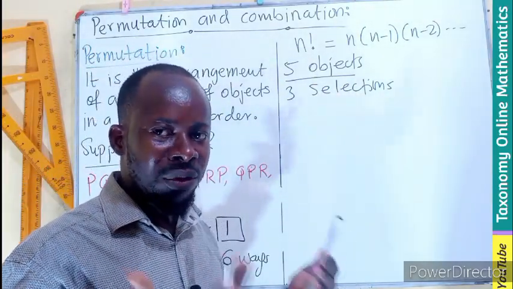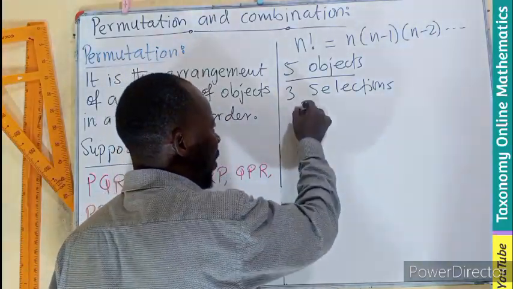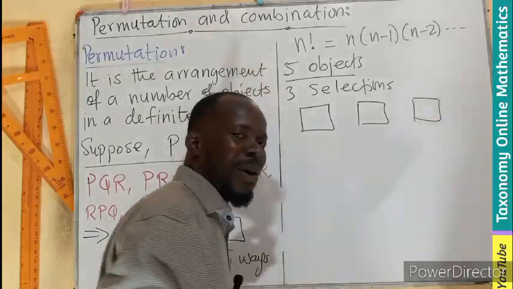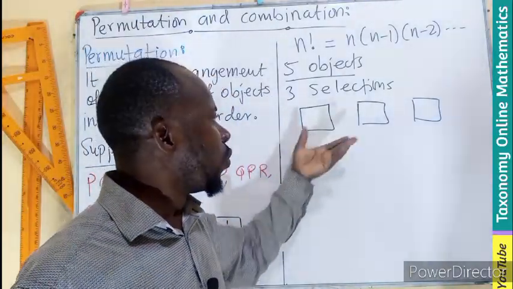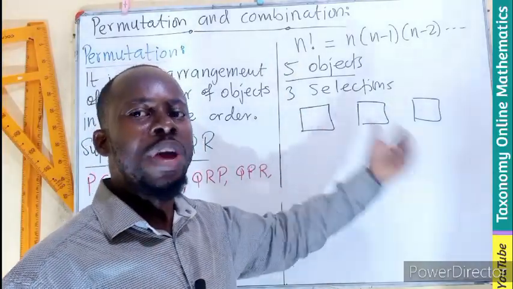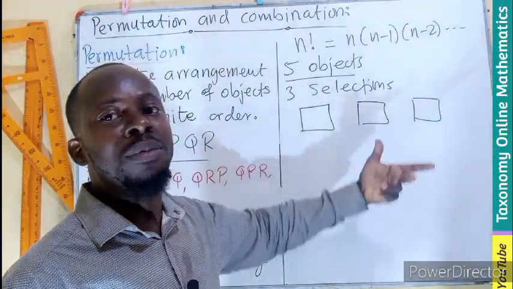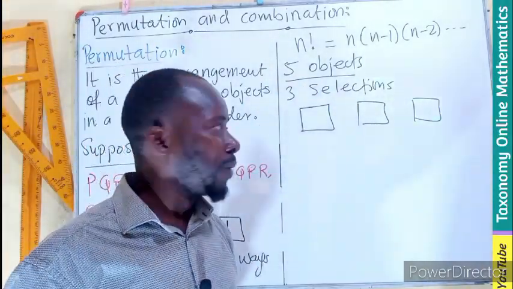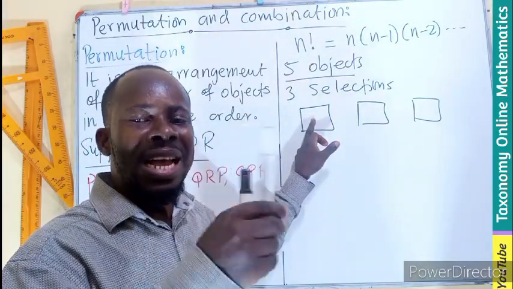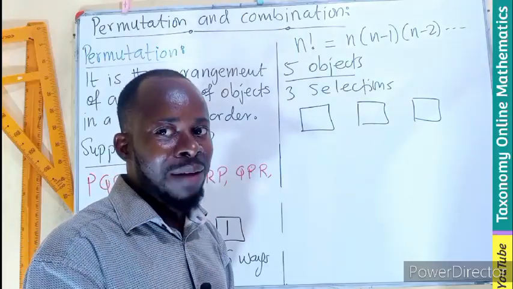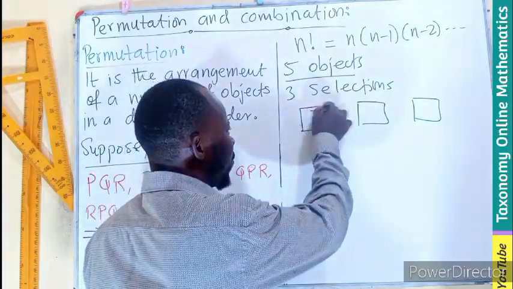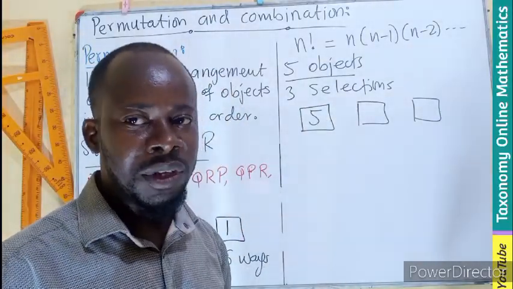Are we together? We want to see how many it is going to be. What are we looking for? We are looking for first number, second number, and third number, right? In how many possible ways can I select these 5 objects, 3 at a time? Remember, if I pick the first position, there are 5 ways by which I can select, because there are 5 objects. So 5 ways, independent, for the first position.